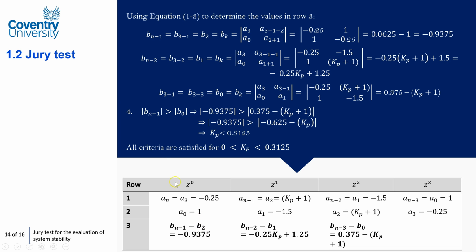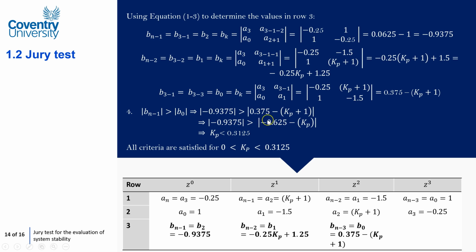So for this to be satisfied, what you see is I've put in the value, so b in this case is b2, because bn where n is 3, minus 1, so it's b2. Put that in there, and that must be greater than, in this case, if we're looking at b0, so 0.375 take away kp plus 1. Okay, so then what I've done is, here I've just taken away the 1, so then you end up with this, so it's going to end up with minus 0.625.